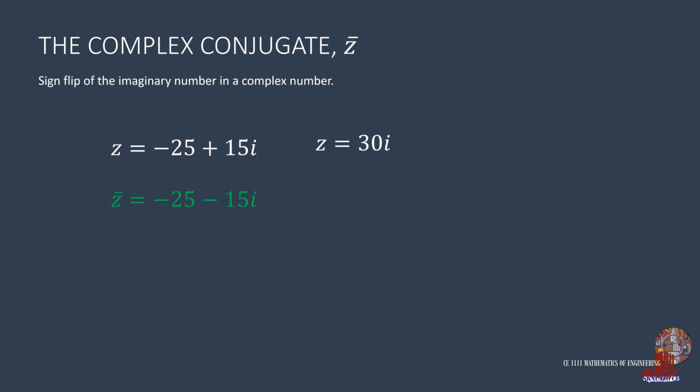Another example is 30i. This is purely an imaginary number, and its conjugate is negative 30i. Next is if z is equal to negative 7. This is purely a real number, so its conjugate will still be negative 7. No change is done.